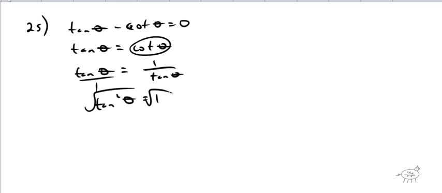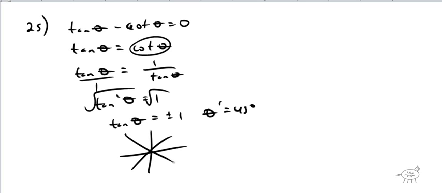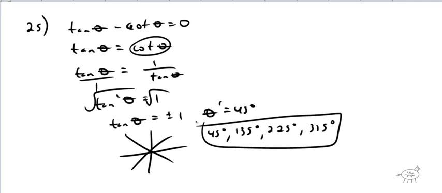Take the square root of both sides, I get tangent of theta equals plus or minus 1. That's actually really easy now, because the reference angle is 45 degrees. Since it's positive in some quadrants and negative in others, we go through all the different quadrants. So the answers are 45 degrees in the first quadrant, 135 in the second, 225 in the third, and 315 in the fourth. Those are your 4 answers.